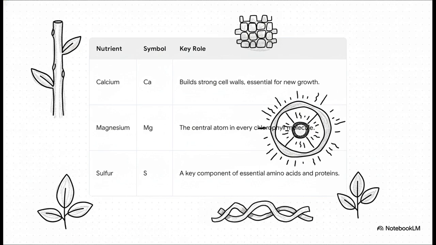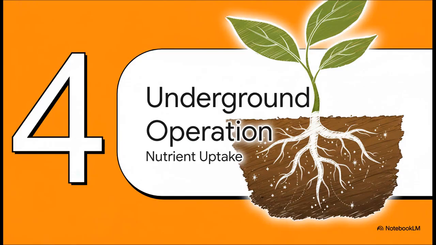And sulfur is a key building block for essential proteins. Okay, so we know what these nutrients do, but how do they actually get from the dirt into the plant? Well, it's a pretty fascinating journey, a whole silent operation happening right under our feet.